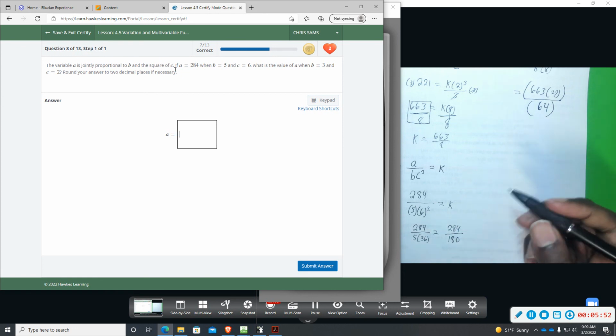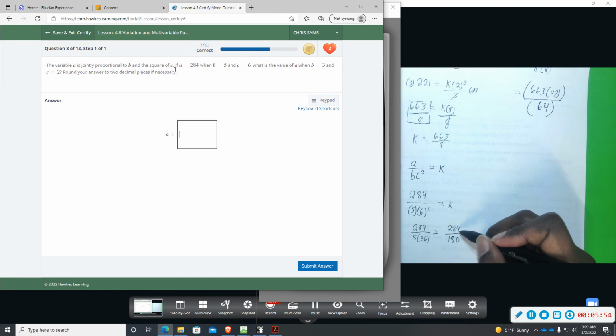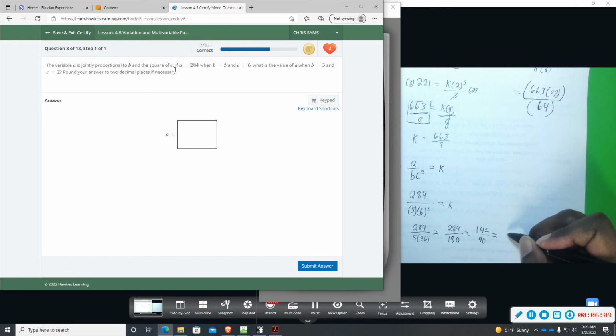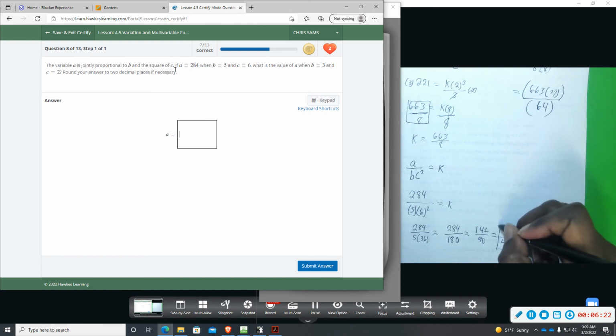And then we can reduce this. Let's divide by 2. That will give us 142 over 90, still even. Divide by 2 again, and that will give us 71 over 45. And then will that reduce anymore? We'll leave it like that. So this is K. K is 71 over 45.